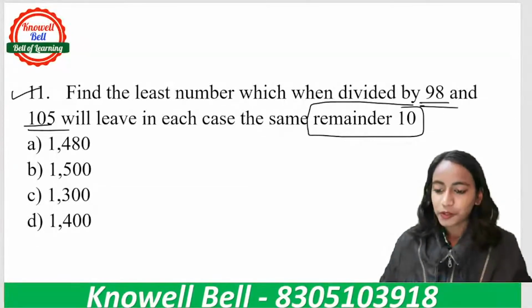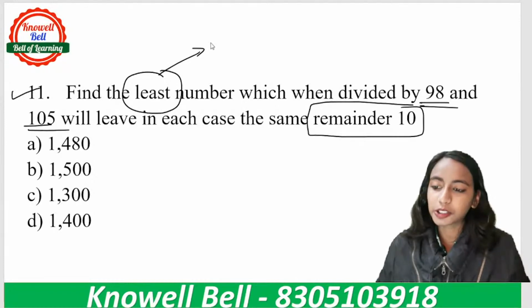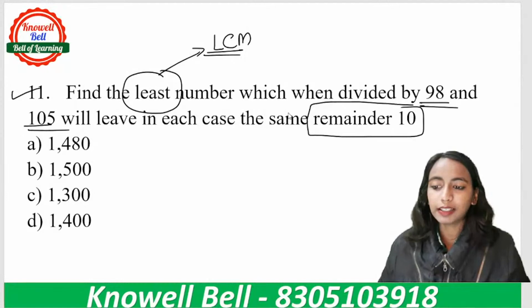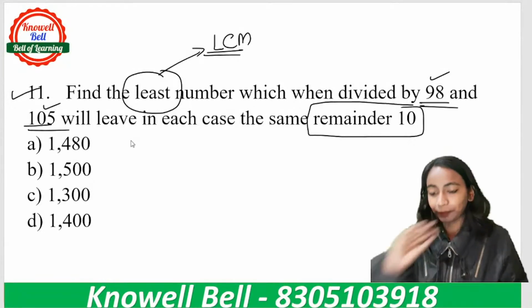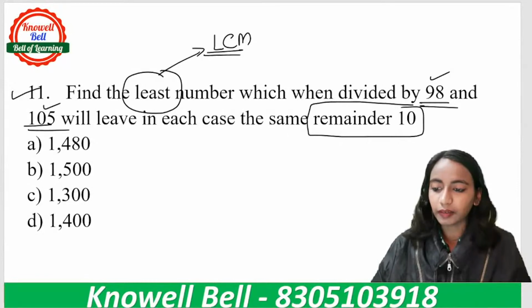Very good. So how will we do this question? In this question, have a look. We have to find again the least number. Anywhere "least" is the term used, what do we have to find? We have to find the LCM. Find the least number which when divided by 98 and 105 will leave 10 as the remainder in each case.